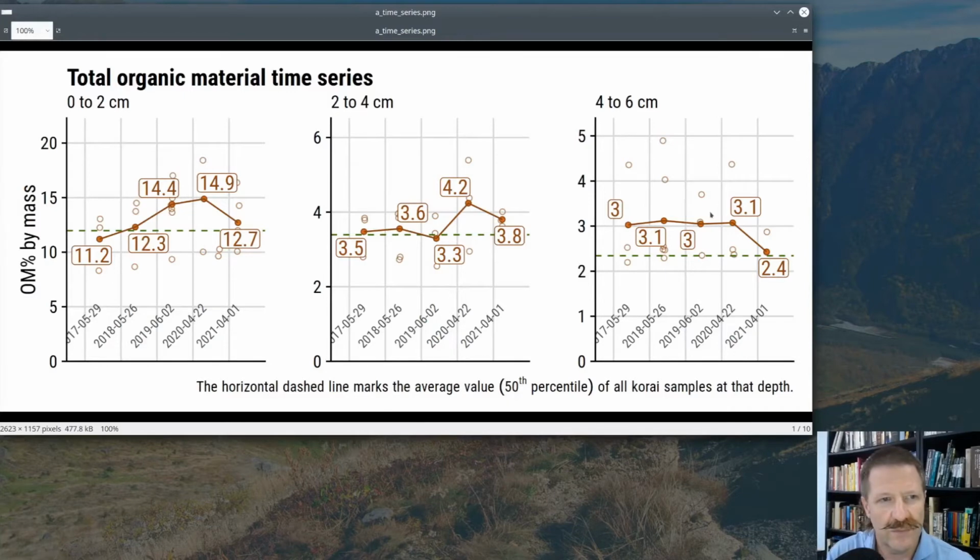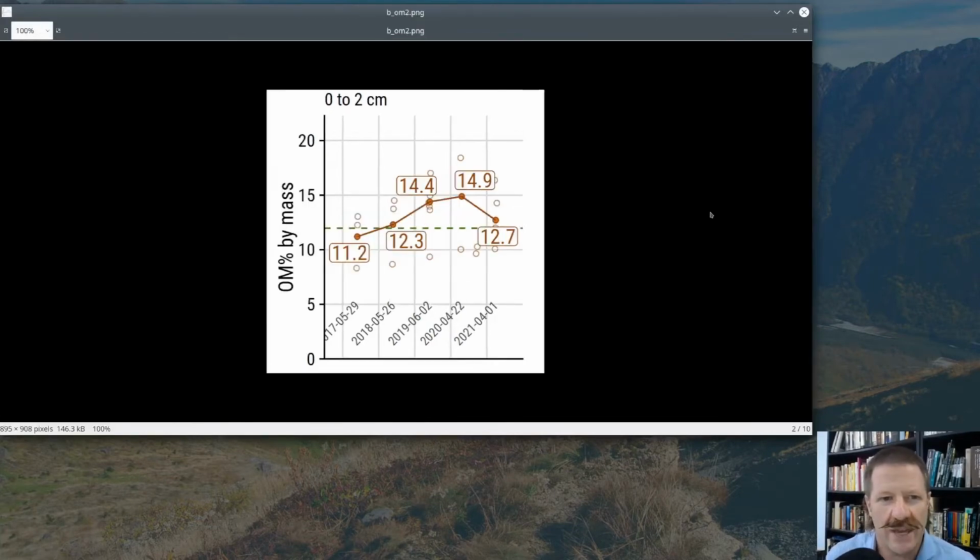Let's zoom in now at just the 0 to 2 centimeter depth and look at what we have here. We have 11.2% to start with. That is 112 grams of organic matter by mass per kilogram of total soil material. That's what 11.2% means in this case. And the next year in 2018, it was up to 12.3%, and then it was up to 14.4%.